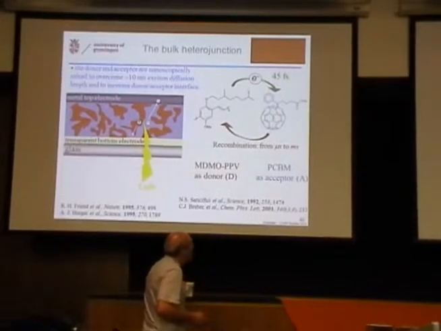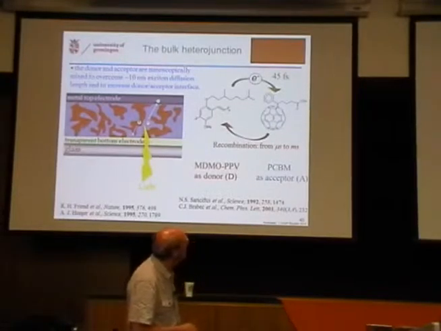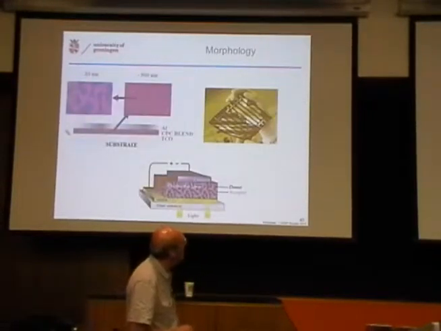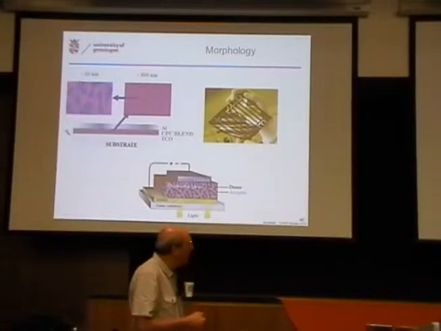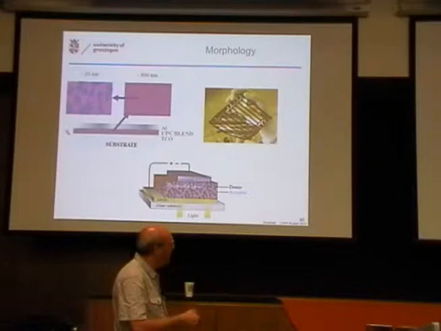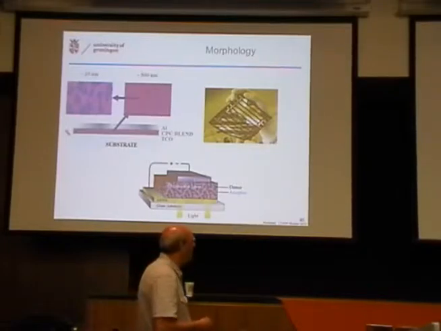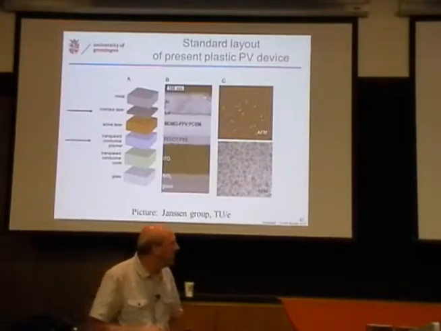Then this was the introduction to the bulk heterojunction. This summarizes everything. This is a standard kind of morphology picture, and the standard layout for the solar cell. And of course you have all your extra layers, as you can see here already.